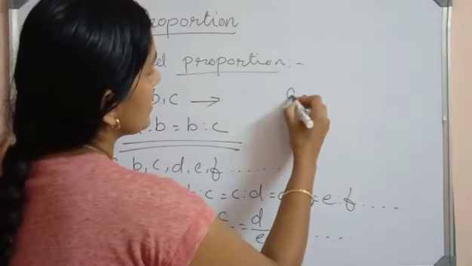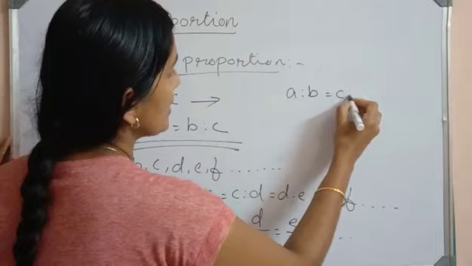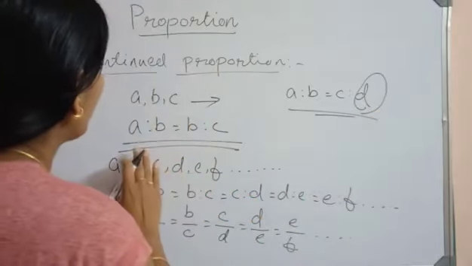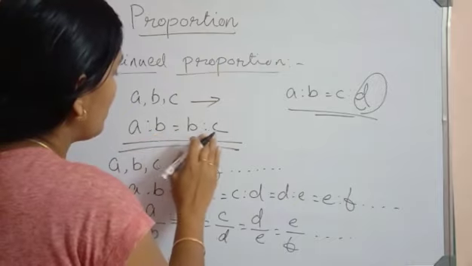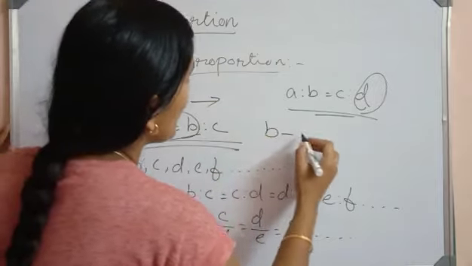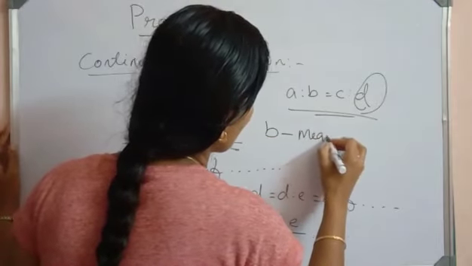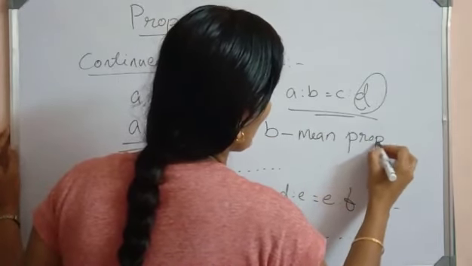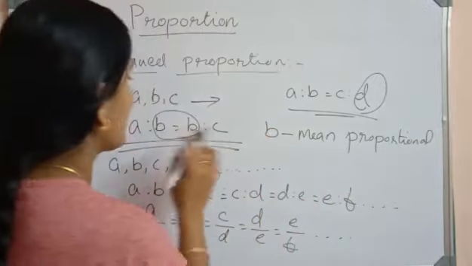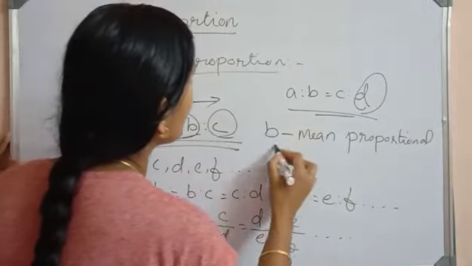We have already seen if A is to B is equal to C is to D, then D is the fourth proportional. Here, if A is to B is equal to B is to C, then we can say that B is the mean proportional between A and C, and here C is the third proportional.